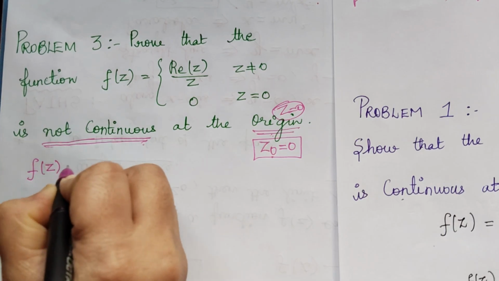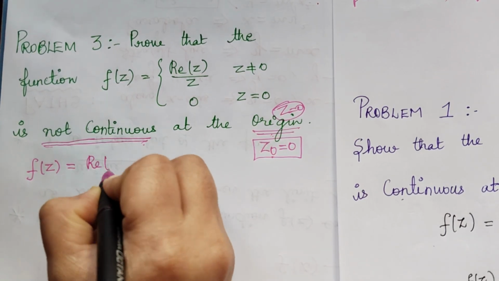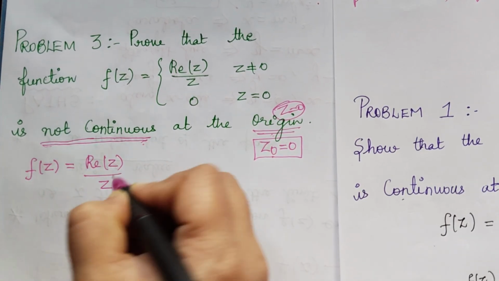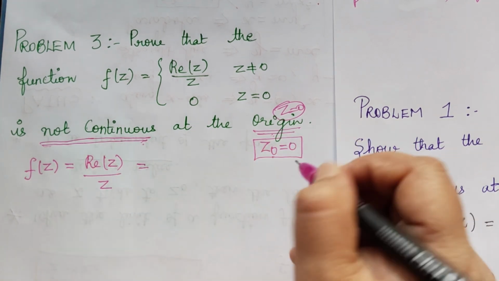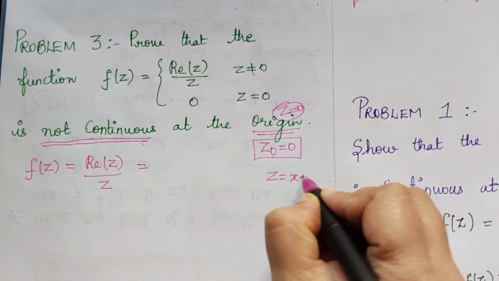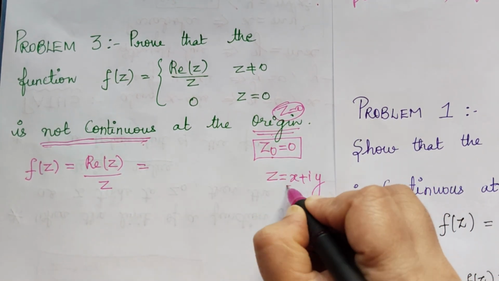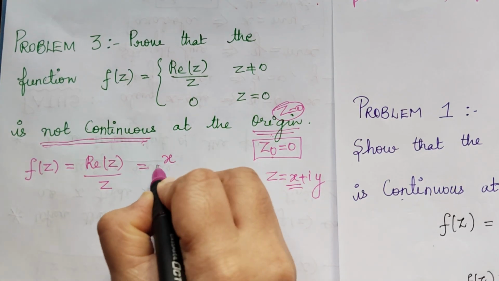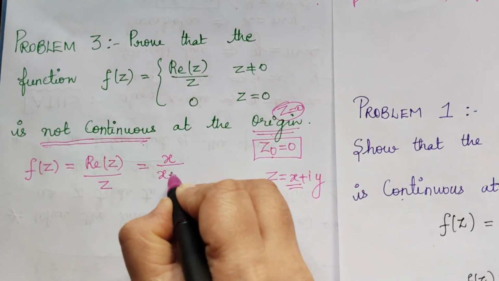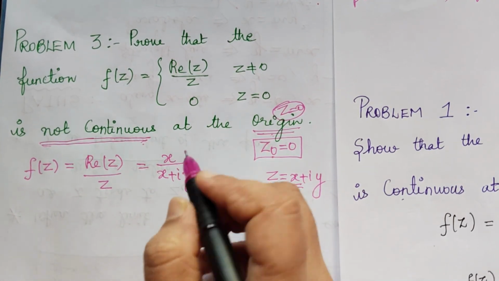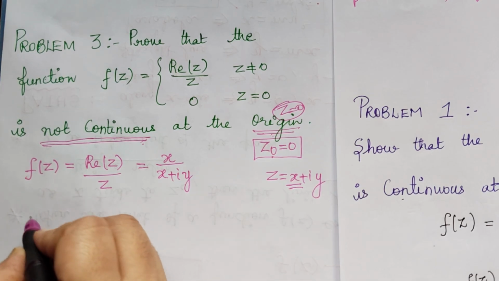First we shall consider the given function f of z. So what is f of z? It is equal to real part of z divided by z. What is the real part of z? We know that z is equal to x plus iy, so the real part of z is x. So x divided by x plus iy. Now we will take the limit.